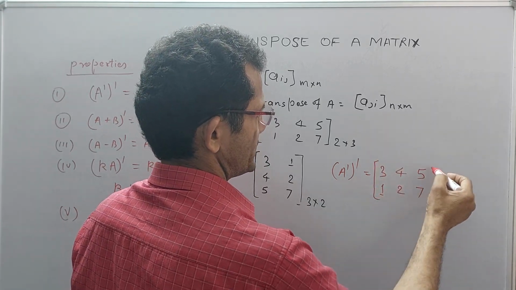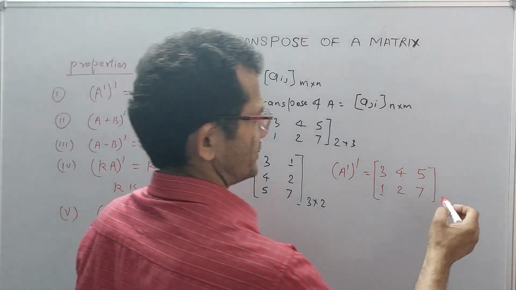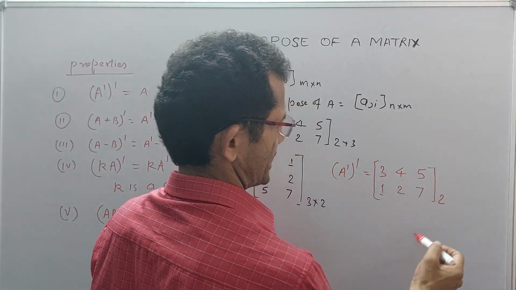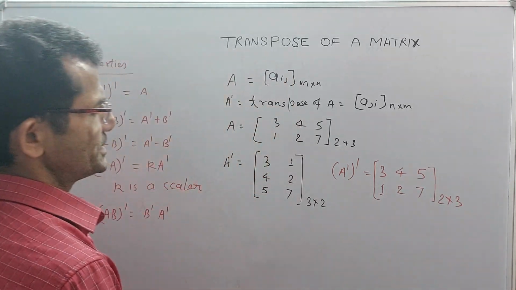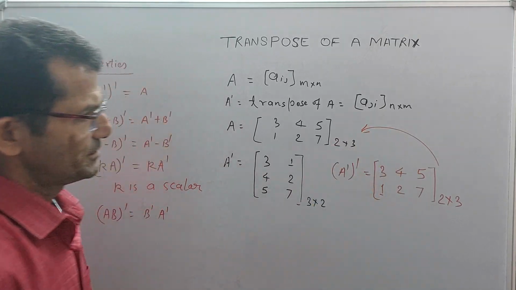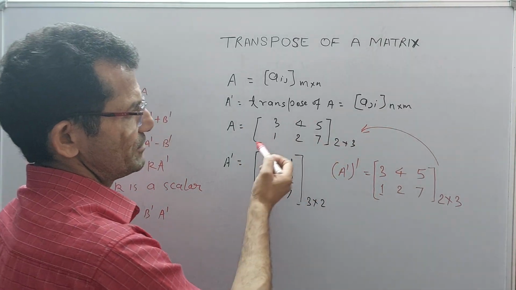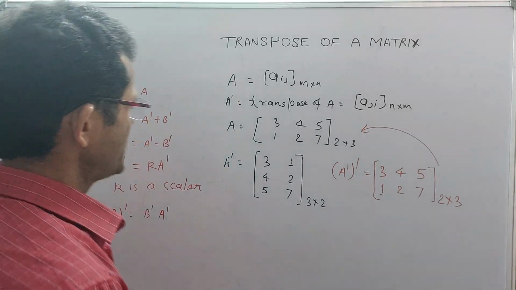Look here, it has two rows, the first row and the second row, and three columns. So this is the original one. Again we got 3, 4, 5, 1, 2, 7. So we can apply the properties of the transpose very easily.